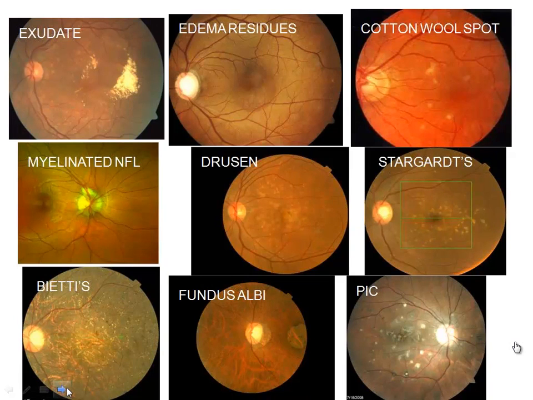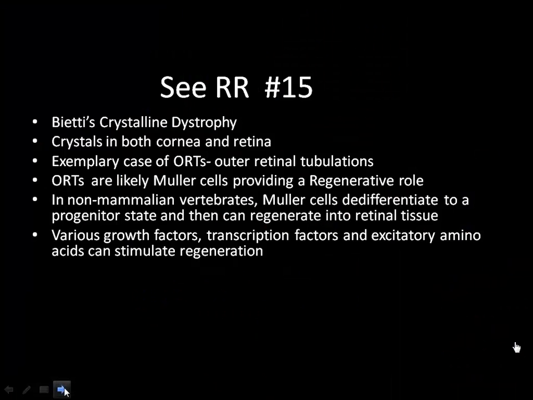Going back to at least these nine, Bietti's, which is a very interesting condition right here, if you will. And Bietti's is a crystalline deposit, crystalline deposits in the cornea and in the retina, named in 1937 by Bietti. An interesting disorder, we cover it in Retina Revealed number 15 in some detail. These patients can have very severe degeneration, and you can see the retina looks very attenuated here.